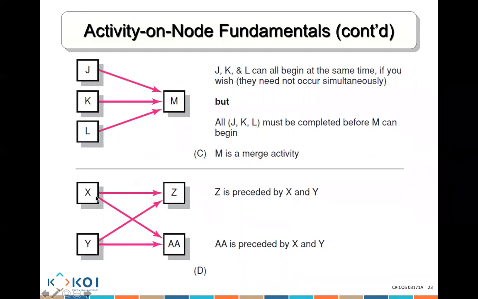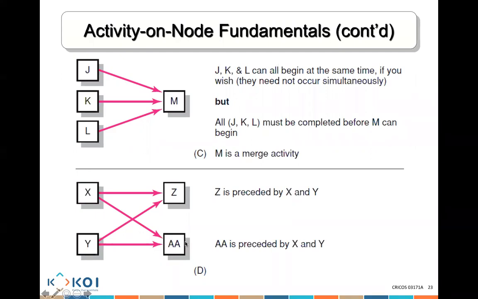Here, X is a burst activity. There's 2 activities going out from it, and Y is a burst activity. Now, X and Y could start at the same time. They don't have to, but they can. Z cannot start until X and Y are completed. AA cannot start until X and Y are completed.